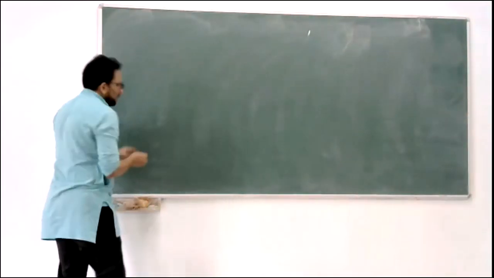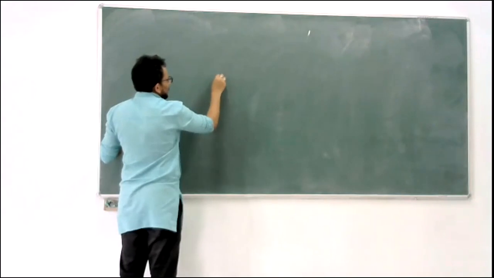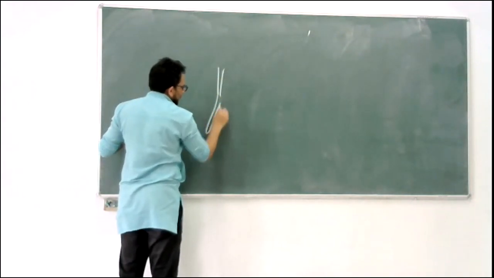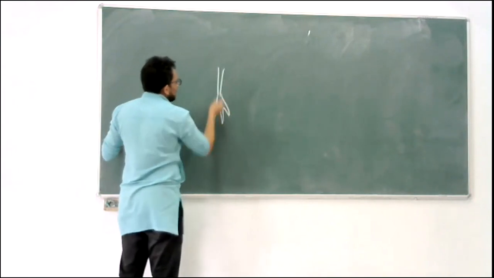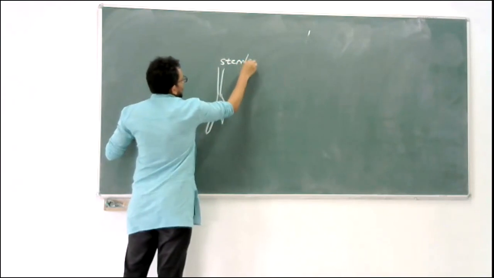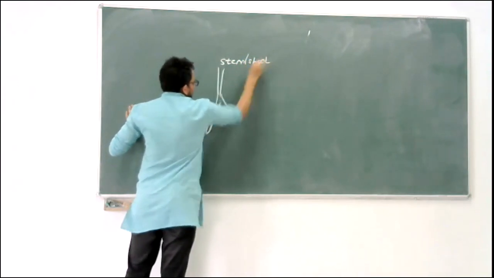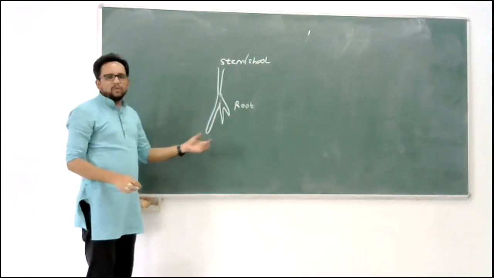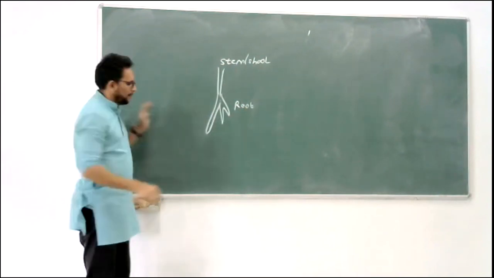So imagine now, let's say this is the root part. Now I'm not drawing completely. So this is the stem or the shoot, right above, and this is the root. And what I have drawn is one of the root hair structures.